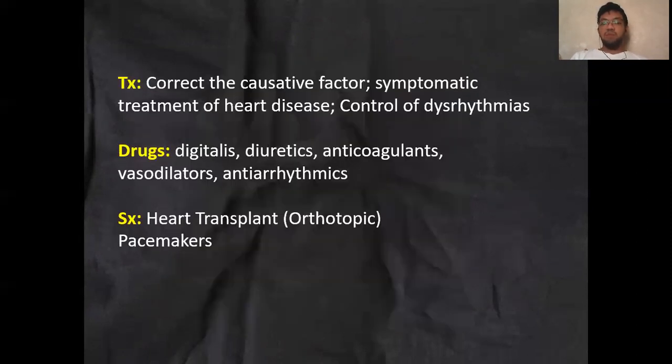There is thrombus formation, mural thrombi in the ventricles of the heart, vasodilators to control hypertension, and antiarrhythmics to control dysrhythmias. But if the patient's heart really is suffering a lot, there's really a change in the muscle tissue, an orthotopic heart transplant is going to be done. When we say orthotopic, the whole heart is going to be removed, and a newer, healthier heart is going to be transplanted into the patient.